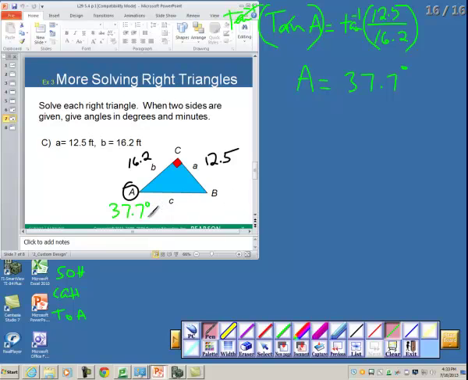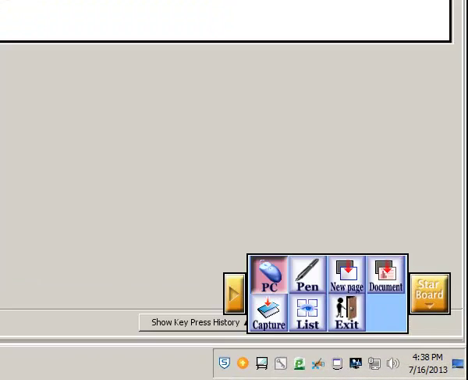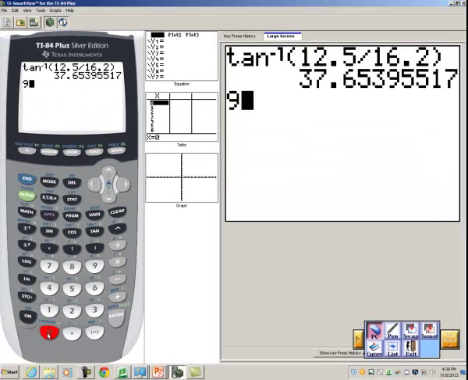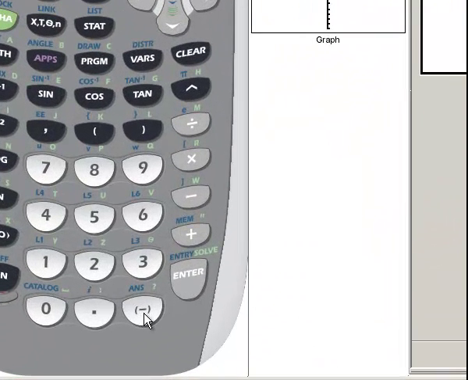Right, subtract 90 from 37.7. Now, on your calculator, when we did the inverse tangent, see this figure right here? I would go ahead and subtract 90 from that. So we're going to hit 90 minus, and then hit second and answer.